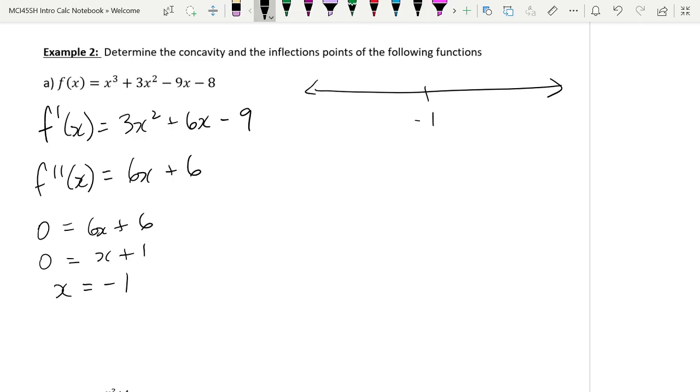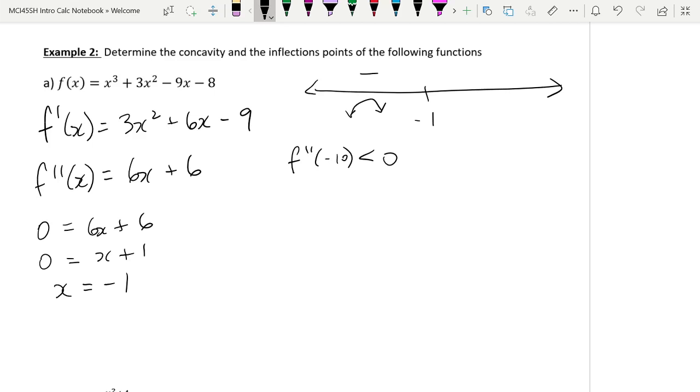So at -1, what happens? Okay, let's pick a number smaller. Let's find, say, f double prime of -10. That's definitely smaller than -1. So f double prime of -10 is going to be -60 plus 6. Well, that's definitely going to be less than 0. So if it's less than 0, that means that we have a negative here, which means that we are concave down.